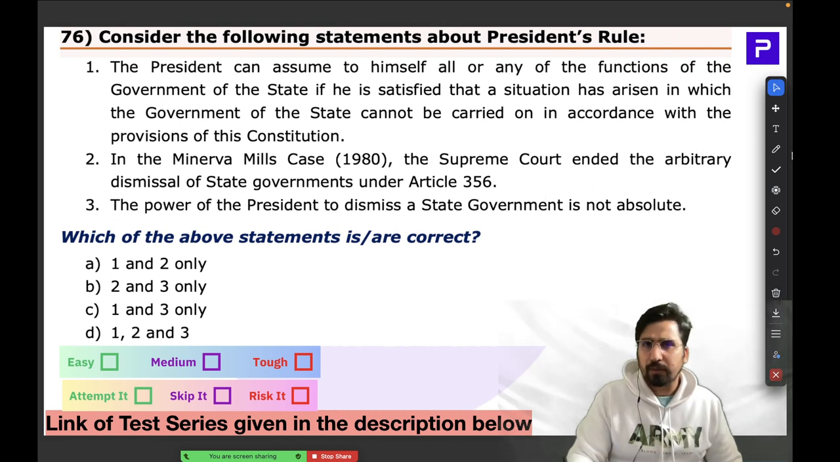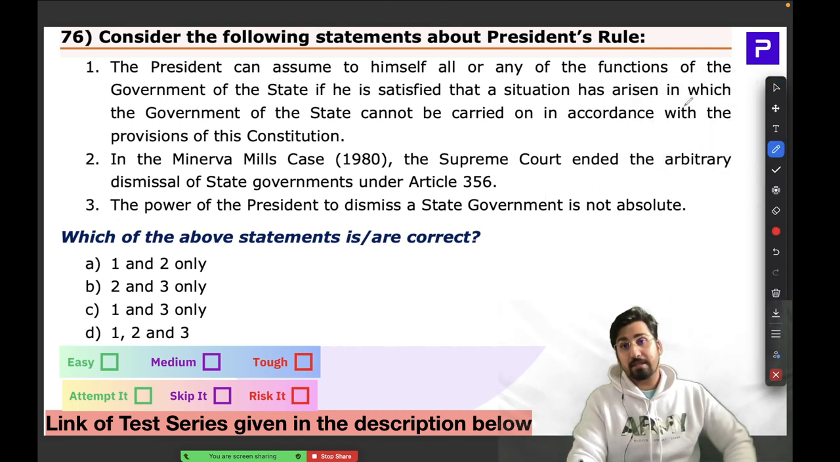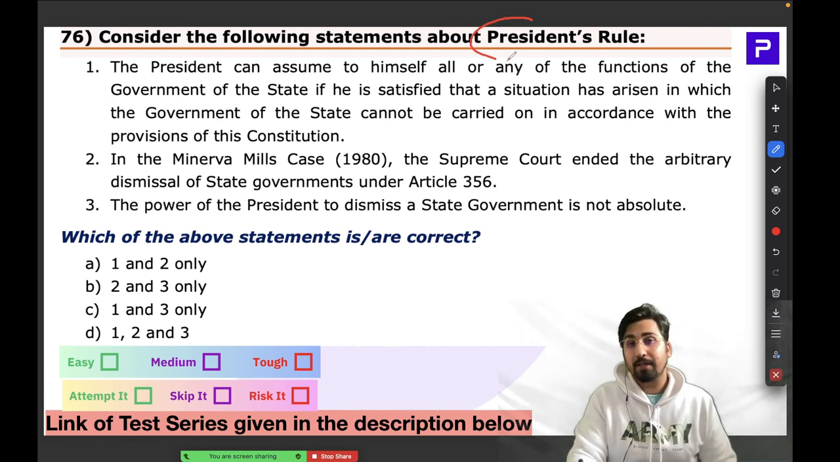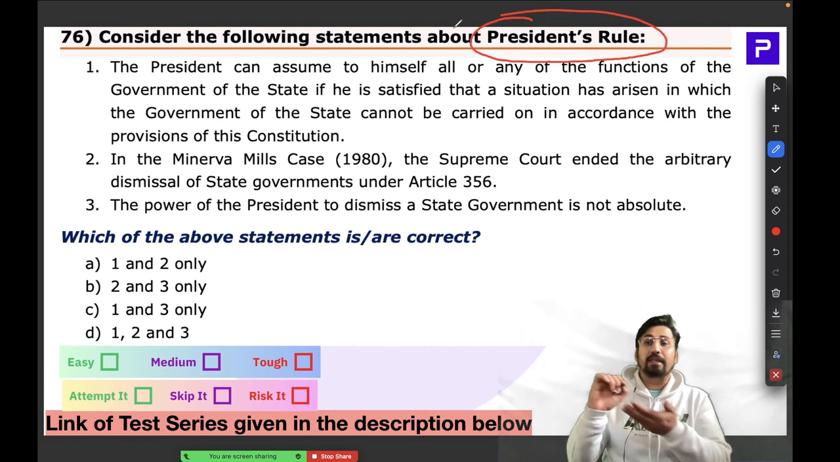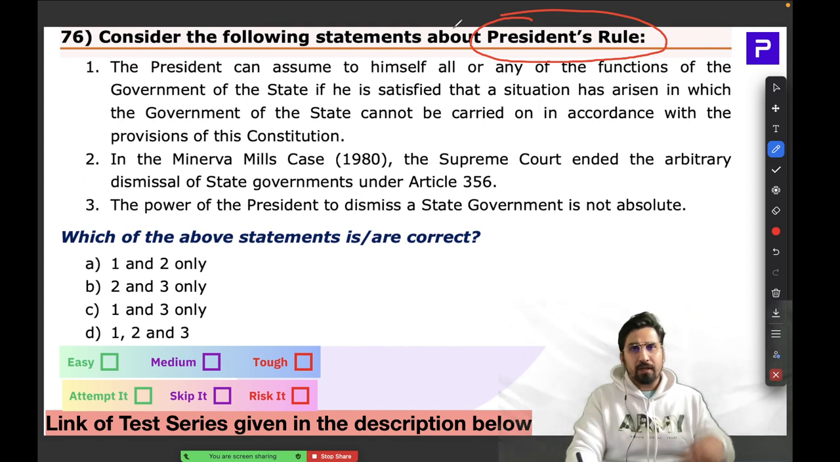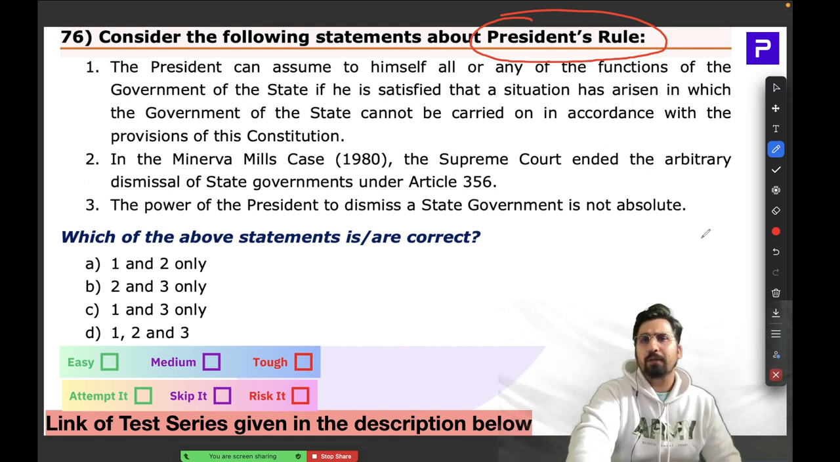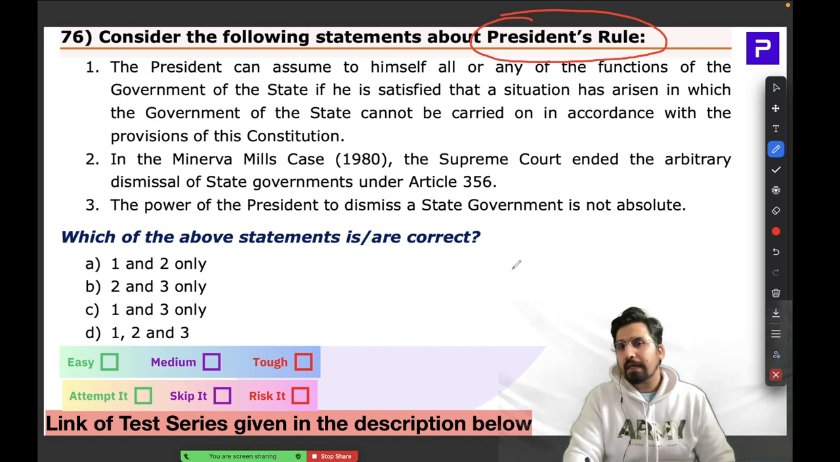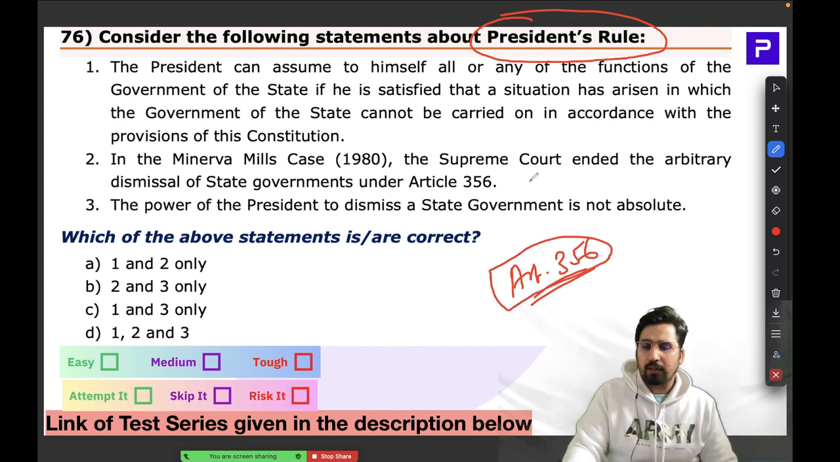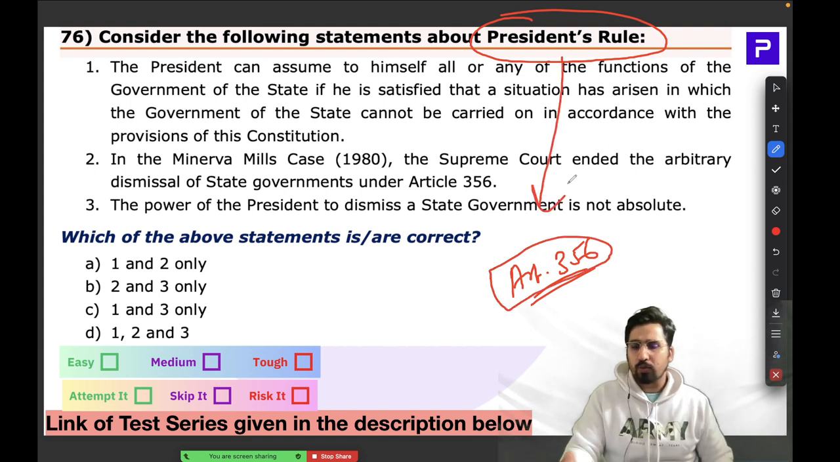The next question is with respect to the president rule. Now this question is a bit difficult. Why am I saying that? Because it's a fact-based question, obviously not something that you can guess about. Question number 76, president rule. Before I tell you something, you need to have a basic idea about the president rule that we have in India. You have to go to Article 356. Article 356 in India is talking about the president rule that we have.